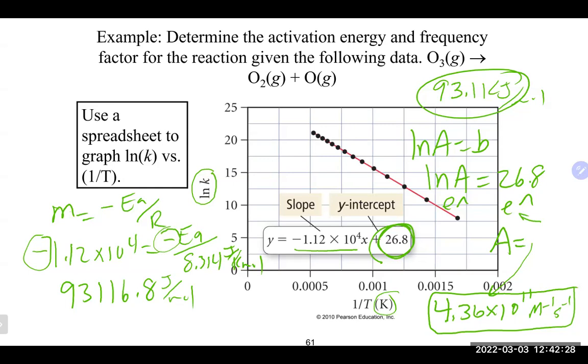Any questions on graphically here, how you would do this? Again, in lab, you will do this with the numbers and stuff. In lecture here, the graph may be provided for you with the equation. Again, you need to know how to obviously pull off the information to solve for something like activation energy or frequency factor. Any questions on that there?